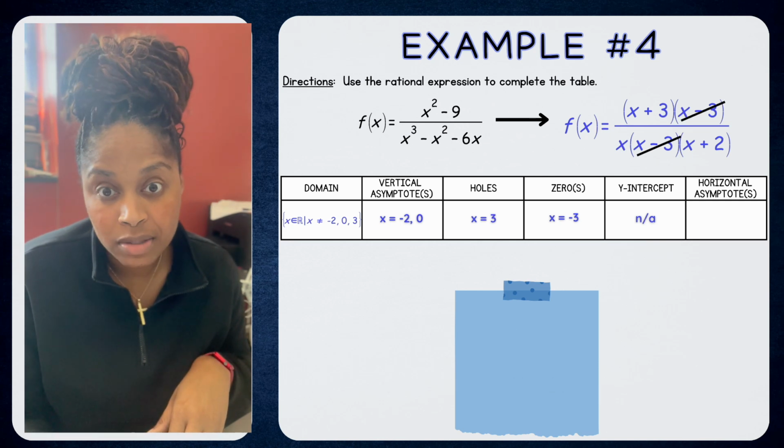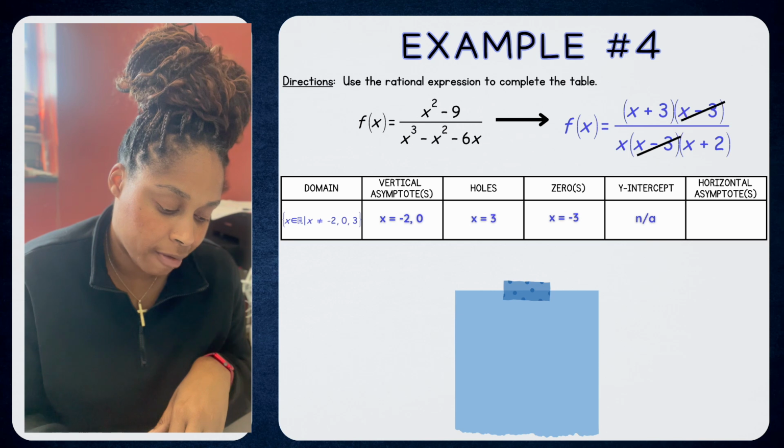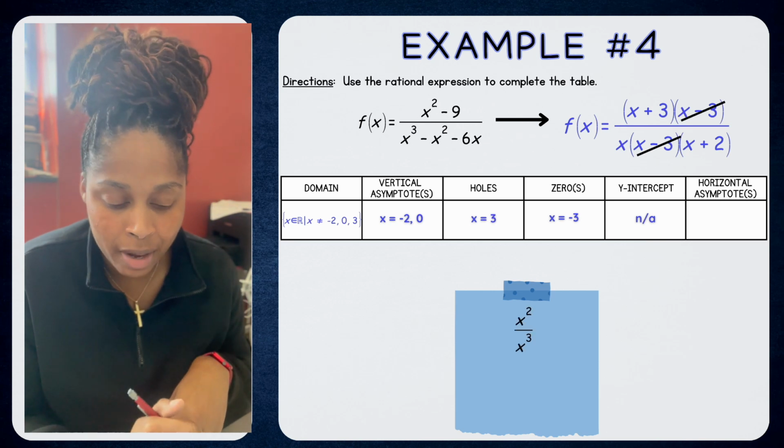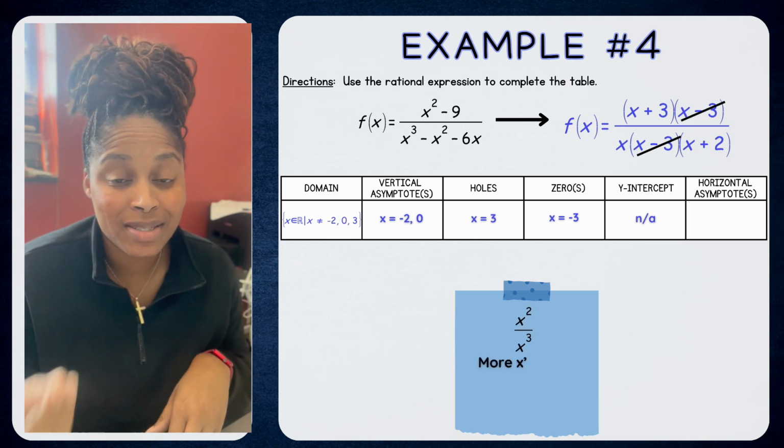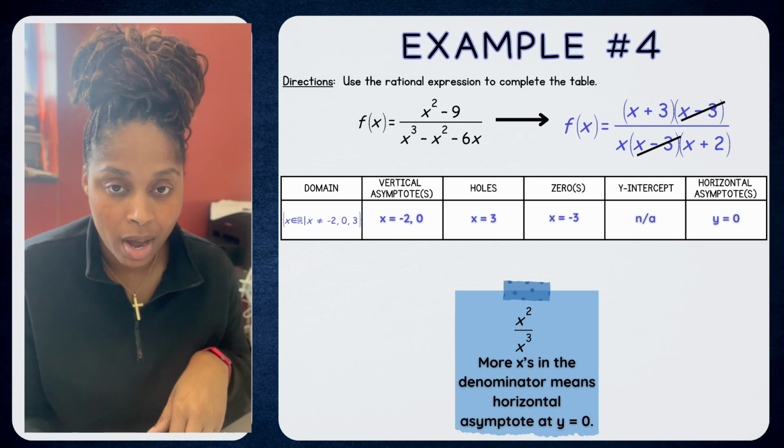And then for our horizontal asymptote, we're looking at the leading terms. We see that we have 2 x's on the top and 3 at the bottom, which means there's more x's at the bottom than there is at the top. So our horizontal asymptote is going to be y equal to 0.